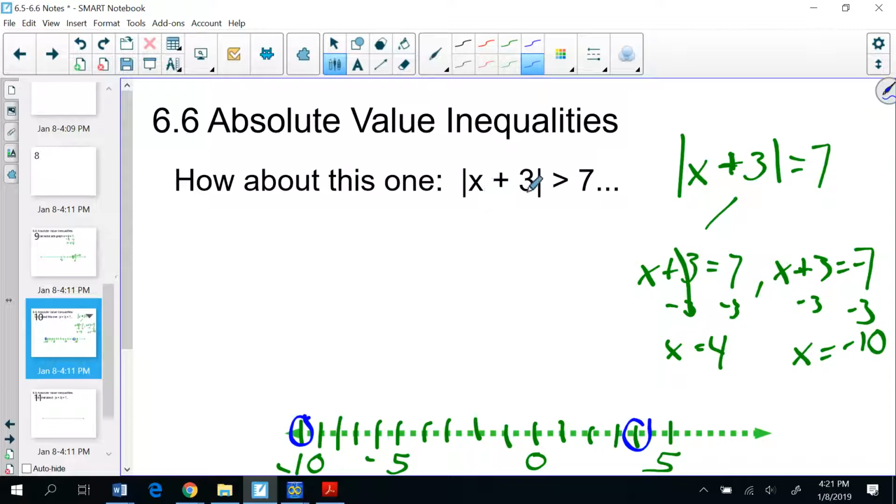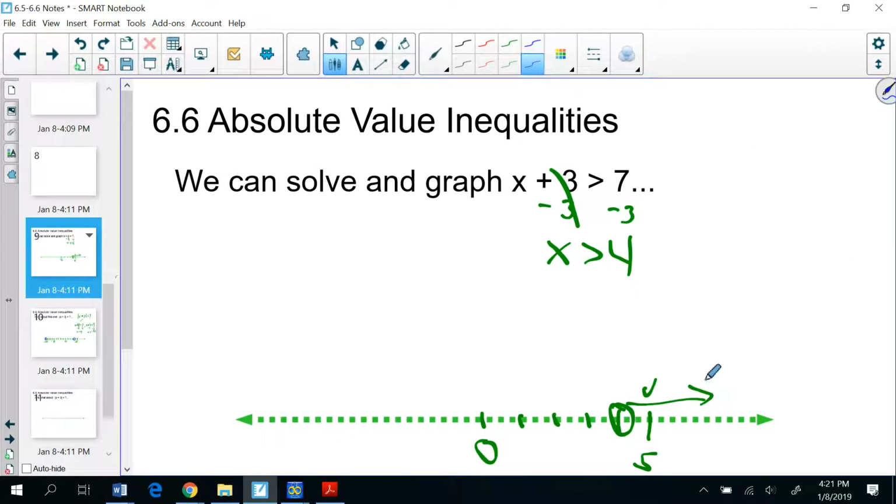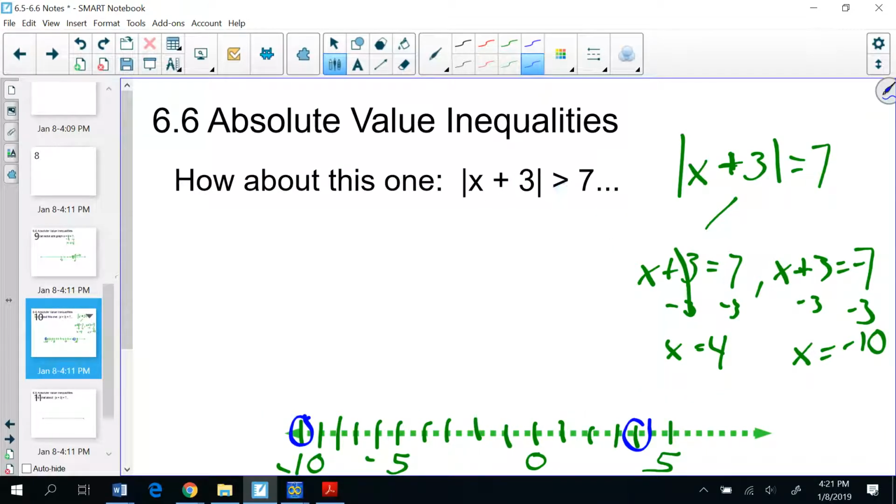All right, now how do I get x plus 3 to be greater than 7? Well, I'd need for x to be at least 4. Remember what we did before? We went to the right. So if x plus 3 is greater than 7, then x has to be at least 4. Let's check and see if 5 works. Is 5 plus 3 greater than 7? Yes, it is. That is true.